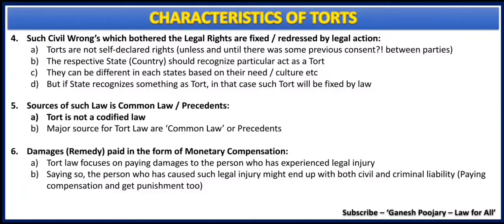Unlike contract or trust, where the rights are declared between the parties, tort is not self-declared rights. These rights are as accepted by the state or a particular country. Okay, that is what you need to remember. And this acceptance can be changed from one state to another based on their need, their culture, etc.